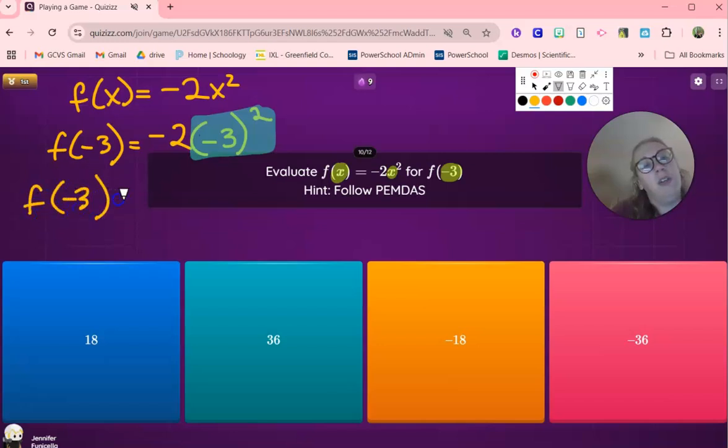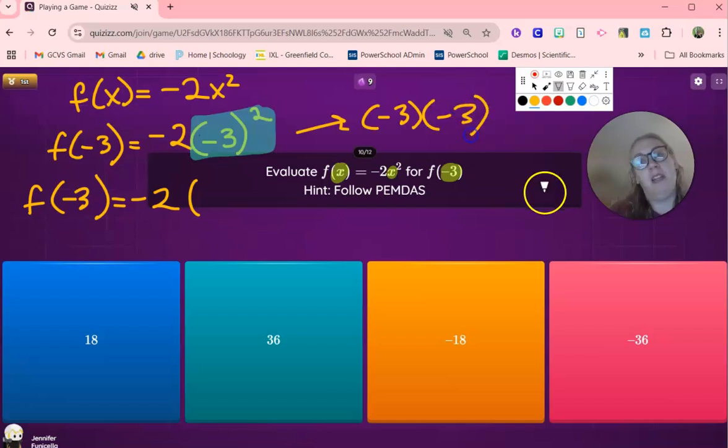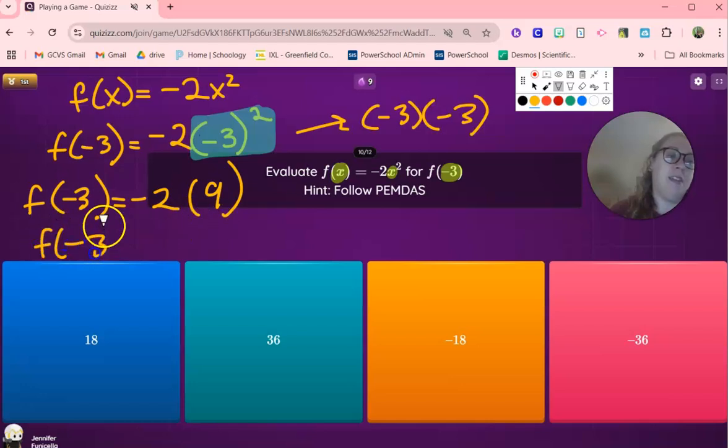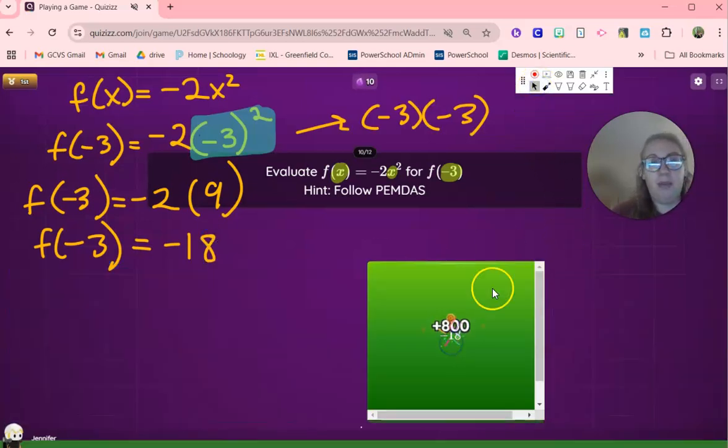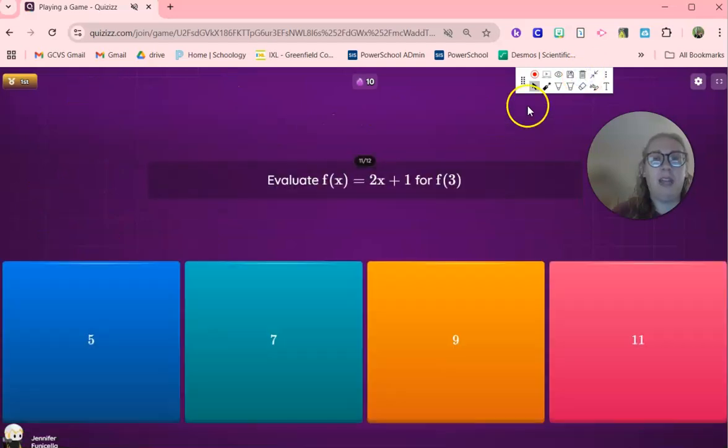So we have -2 times -3 squared. This is -3 times -3, which gets us positive 9. And then we multiply. -2 times positive 9 is going to get us a -18. Beautiful. I think we have 2 left here. Y'all are doing great.